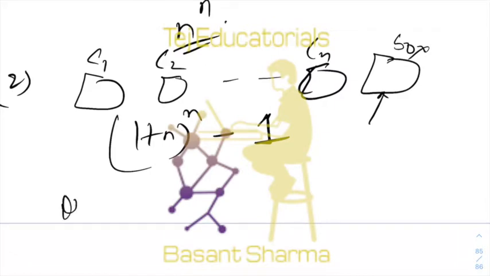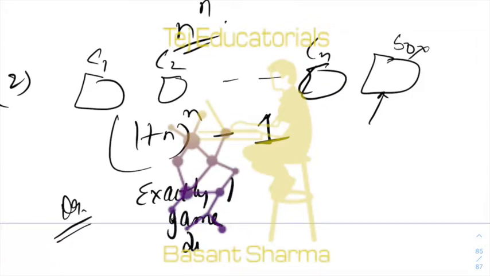Or as I said earlier, you can think like this also, that if at least one object has to be distributed, then you can do like this also. Exactly one game distributed, plus exactly 2 plus 3 plus 4 and so on till n.